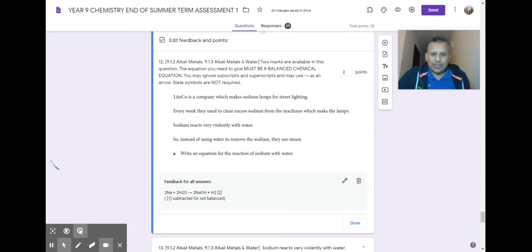So the next question needed to be a balanced chemical equation. There was 1 mark that I gave for it being balanced and the other one for the correct formula. 2Na plus 2H2O reacts to form 2NaOH plus H2. That's the equation for the reaction of sodium with water.